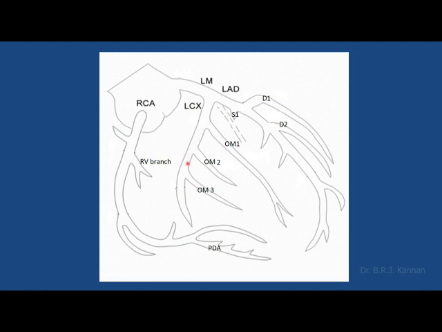This is a circumflex artery which is non-dominant, which is giving obtuse marginal branches. It is highly variable. The circumflex artery can give some 3 or 4 obtuse marginal branches. At times it can give a single small obtuse marginal branch. This is the right coronary artery, this is the right ventricular branch, and then it gives the posterior descending artery and posterior left ventricular branch. Okay, again this right ventricular branch is very important.